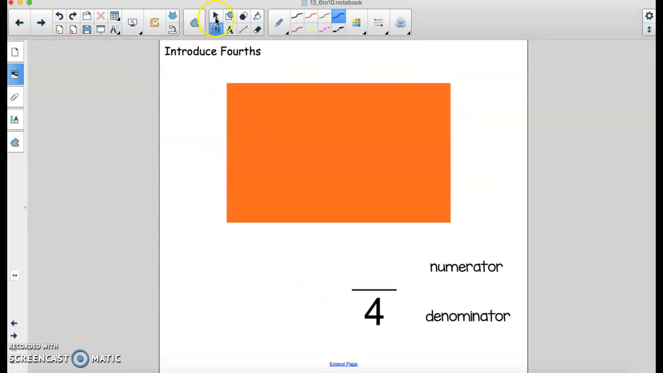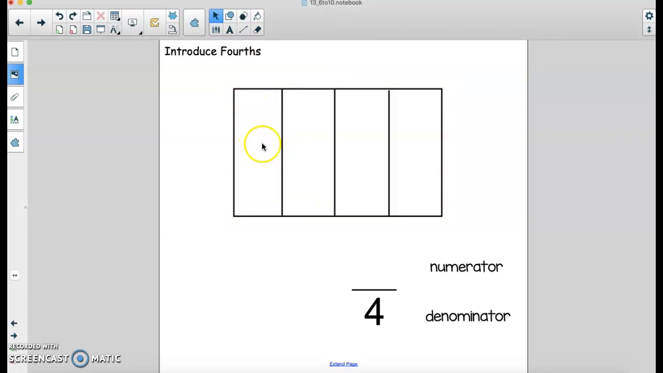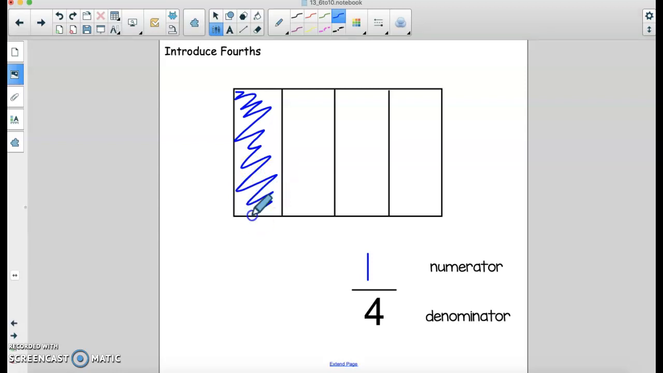And then in fourths, that means I'd have to split this square into 4 pieces. So now I would have to split it evenly. We already did it for you. I split it into 4 equal pieces. So if I needed the fraction 1/4, I would need to make sure to color in one of those 4 pieces.